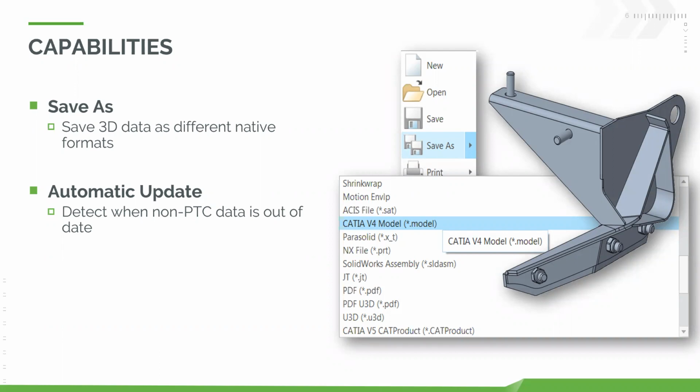The other phenomenal capability that we have with Creo Unite is the ability to detect when this non-PTC data is out of date. So say someone sends you a new design of a part they're providing you. We can actually detect that and tell Creo to update our models based on those designs. Very quick, very easy to set up. We'll go through this during the demonstration. You'll be able to see how much time this saves us, and also it makes sure that we're always on top of changes, that we know when something changes and that we can update our model accordingly. So everything is up to date all of the time.